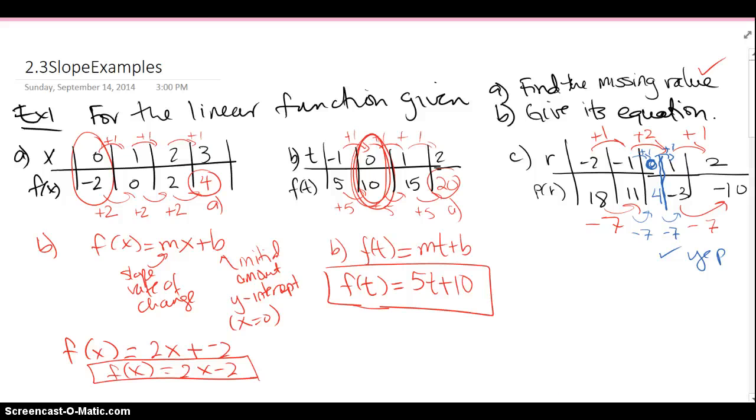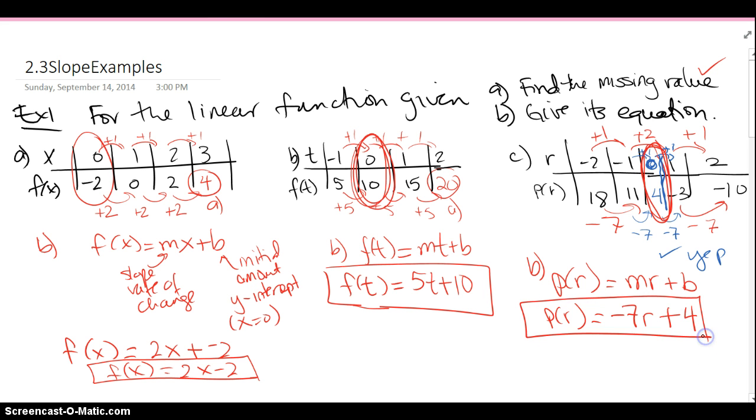It's okay. Let's go to part B, which says p of r is really mr plus b, using the variables here. So p of r, the slope is actually -7 because it's -7 over 1, dropping 7 for each unit increase in the r. So -7r plus b, and I found that right here because I filled in my own 0, and that was a b or y-intercept value of 4.